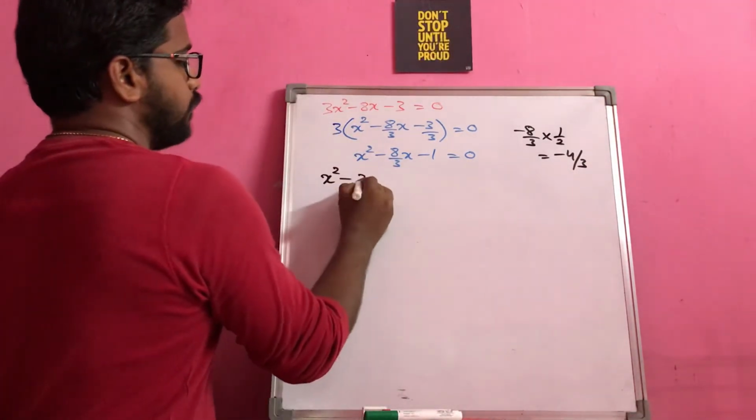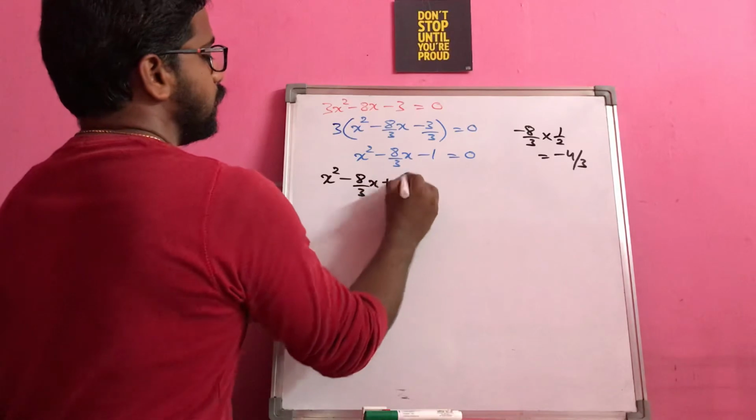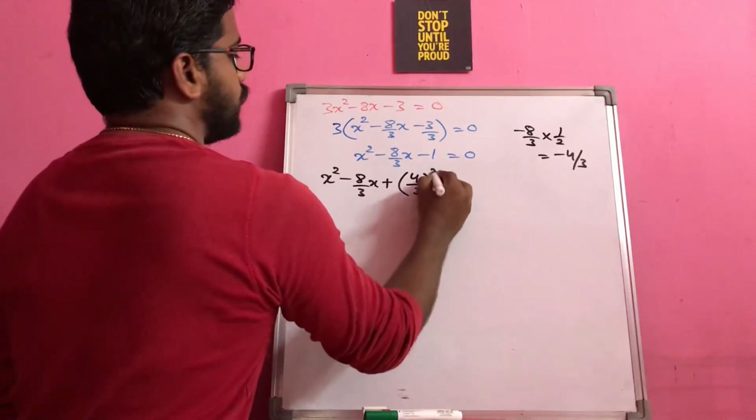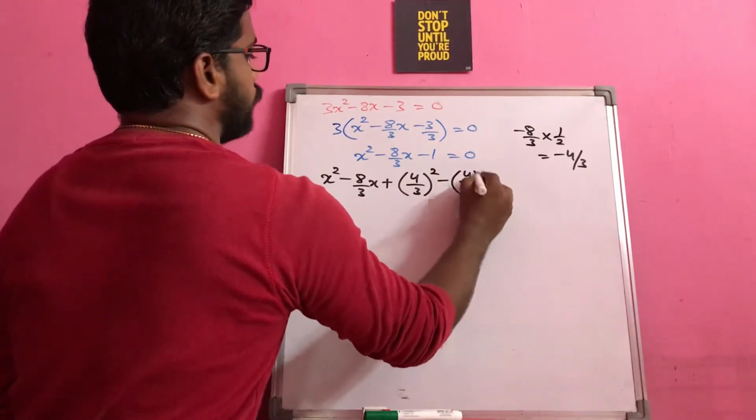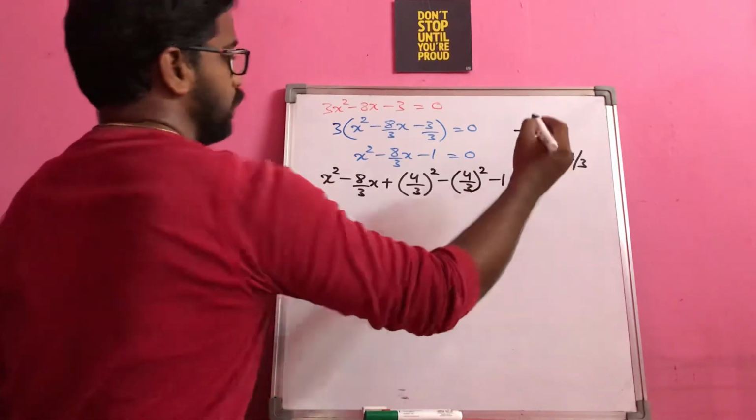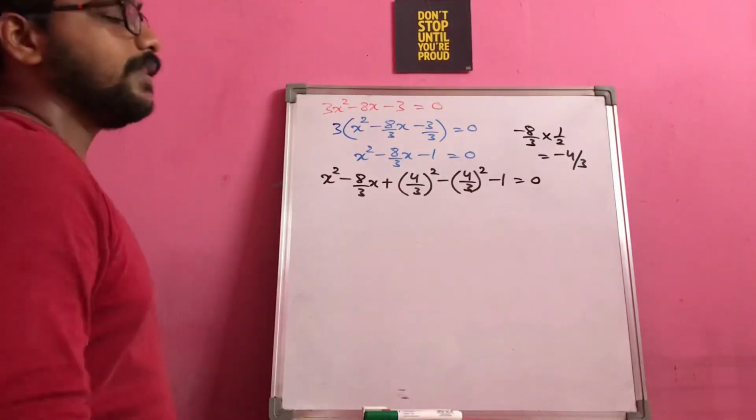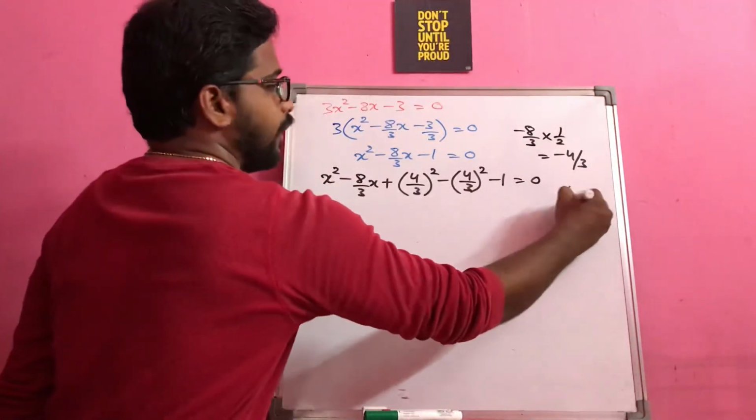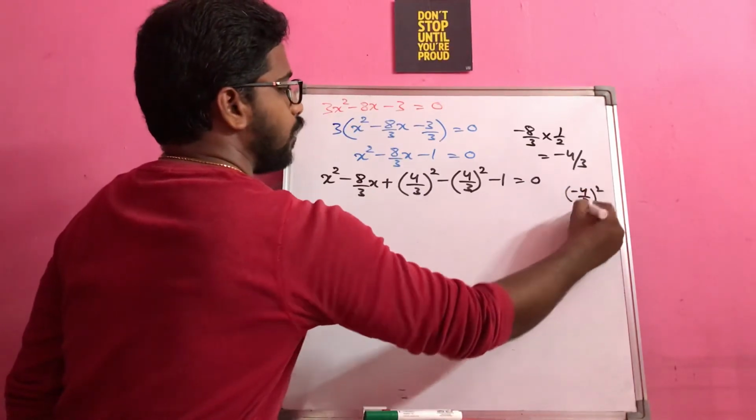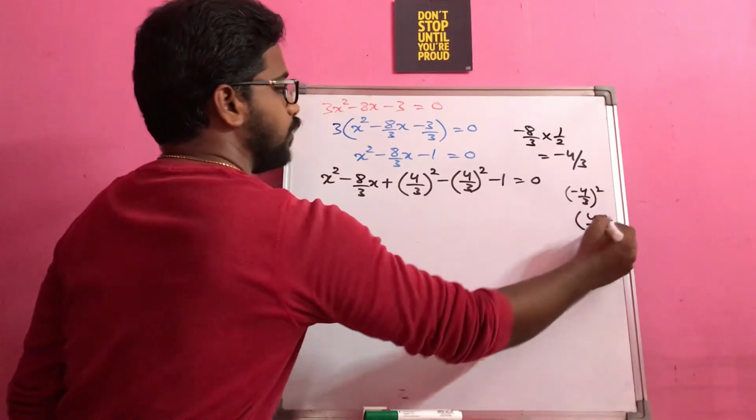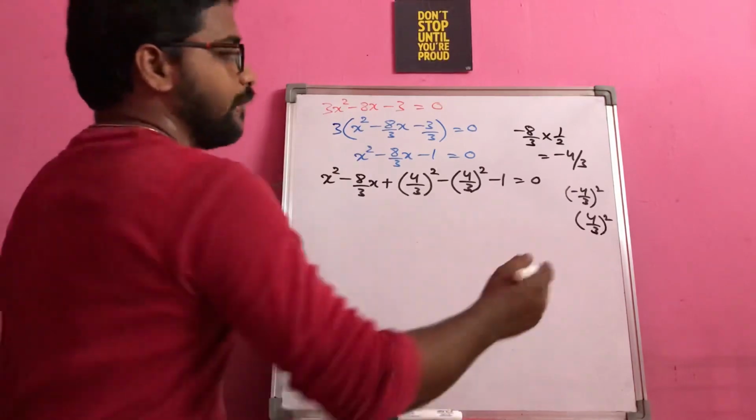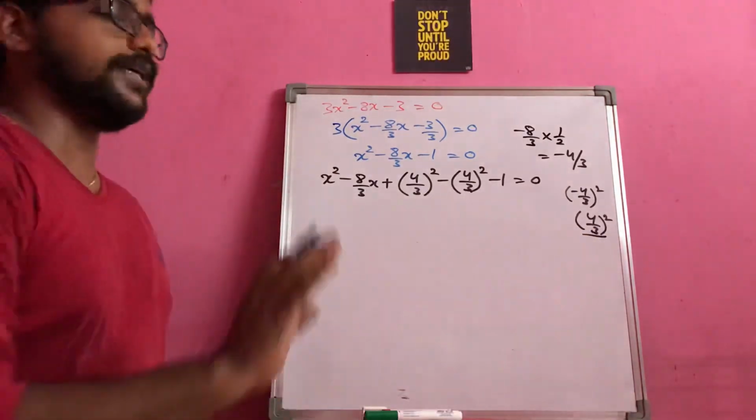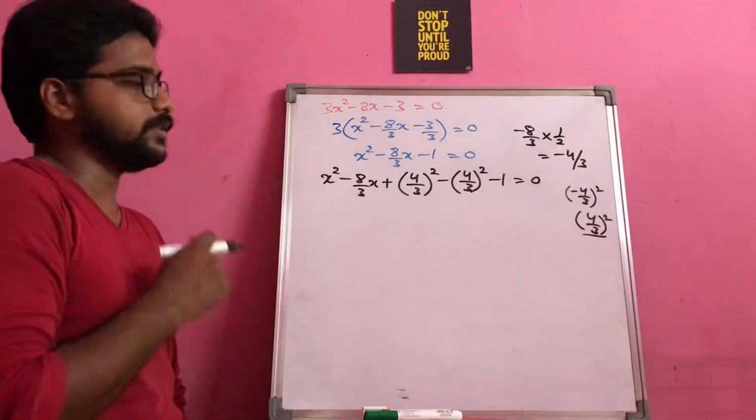So x² − (8/3)x + (4/3)² − (4/3)² − 1 = 0. Again the same point, whether you are adding (−4/3)² or (4/3)², both are the same. Just to avoid the confusion, I am adding a positive square number so that it will be easy for me to get into the concept.